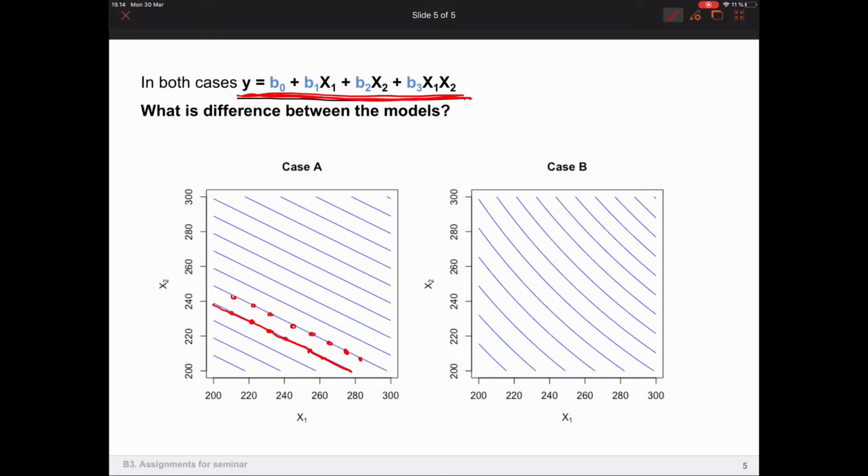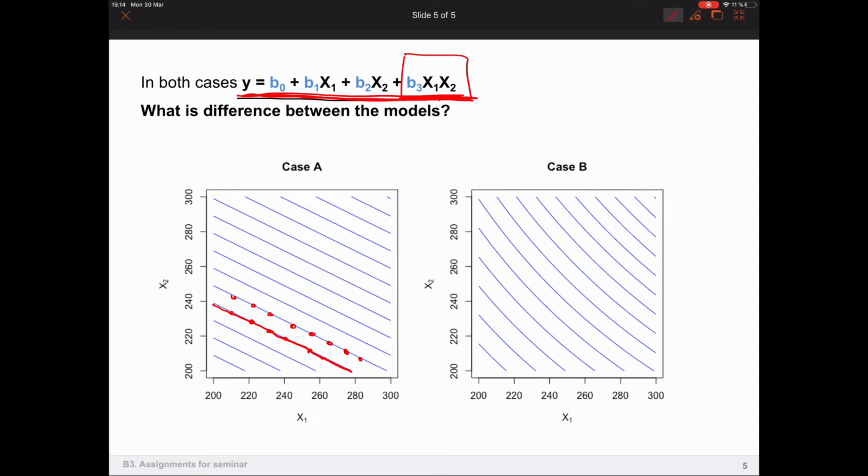Okay, so the answer is sort of simple, right? So you remember that when you don't have interaction, when you don't have this term, your model is strictly linear. So it will be a plane, for example, in three-dimensional space. But when you have an interaction, the model is not linear anymore. So this is a non-linear model if you have an interaction.